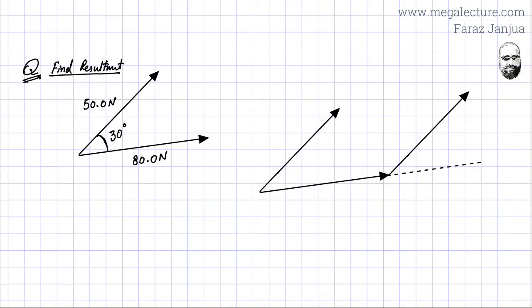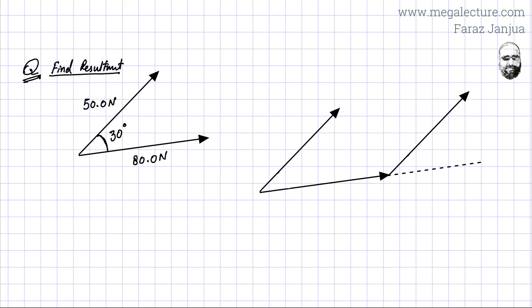Here's one of the methods explained with an example. This is a 50 Newton force. This is an 80 Newton force acting at an angle of 30 degrees. And we need to find the resultant. And I cannot draw a scale diagram as I did over here. This is a scale diagram, but in exams I cannot do that. So how can I find the resultant using calculations?